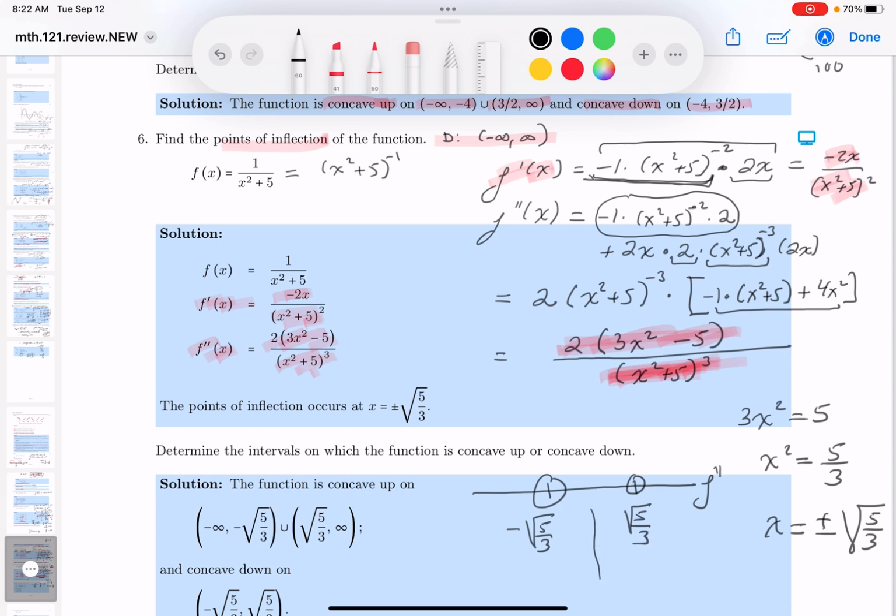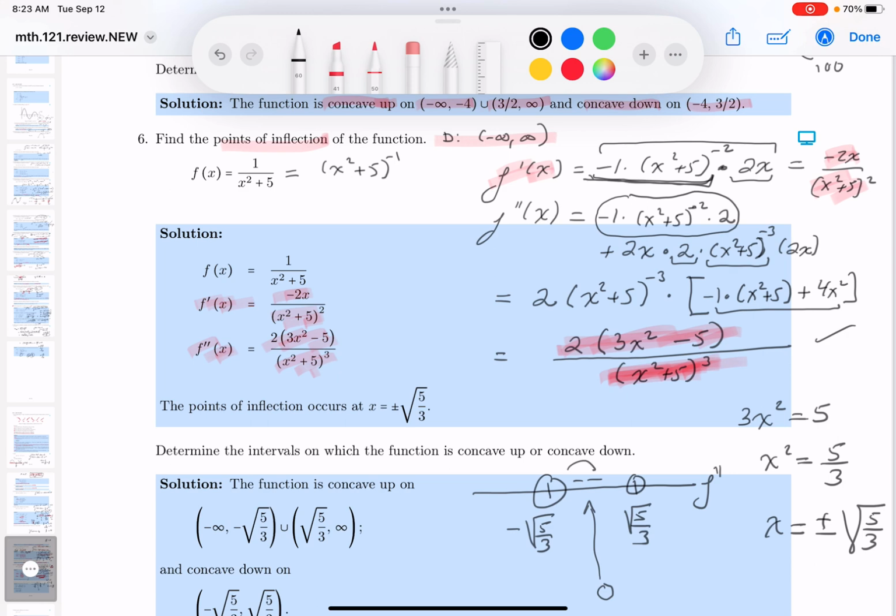We take test points. I'm going to say this is probably the easiest place to go, just a 0. You're going to plug it in here. That's the second derivative, by the way. And it's pretty easy. The bottom's positive. It's always positive. The top would be negative there. So what do I know about this thing? It's concave down.